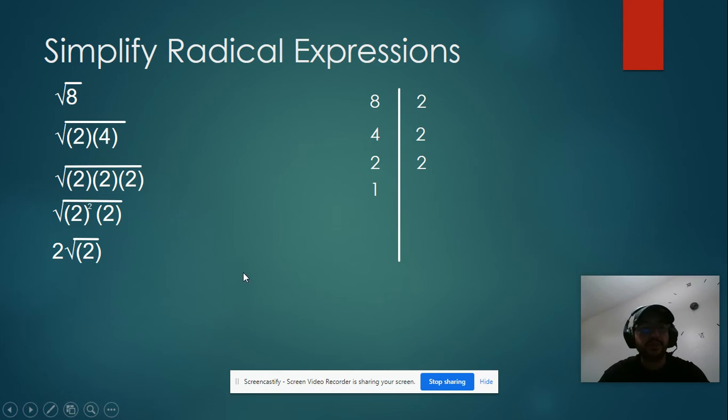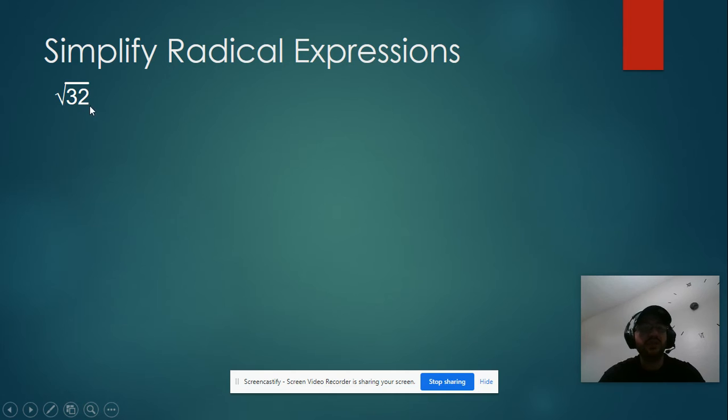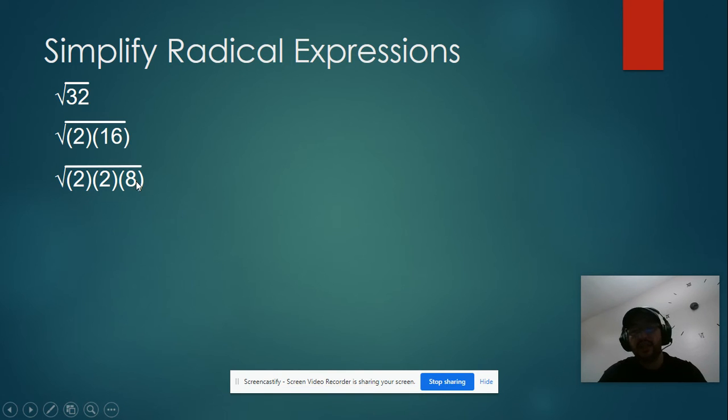Let's do another example. Let's say the square root of 32. So 32 I can divide by 2, so it will be 2 times 16, which is the same as 32. 16 I can divide by 2, so it will be 2 times 2 times 8. And then the 8 again I can divide by 2, so it will be 2 times 2 times 2 times 4, which is the same as the square root of 32, I'm sorry. And then the 4 I can still divide by 2.